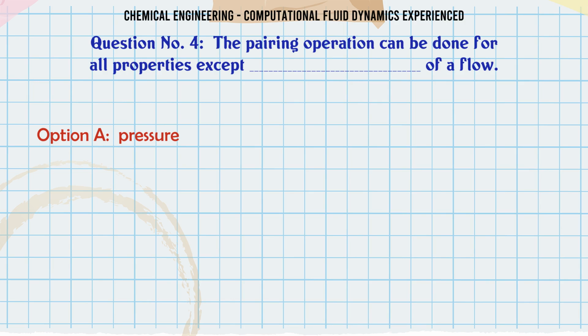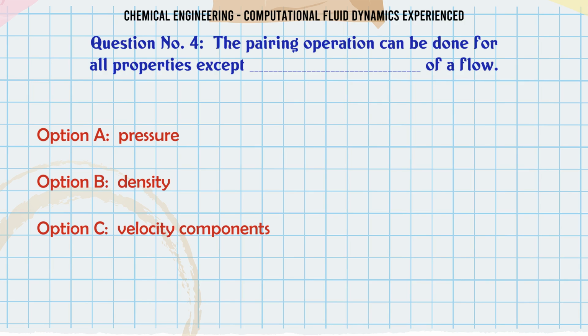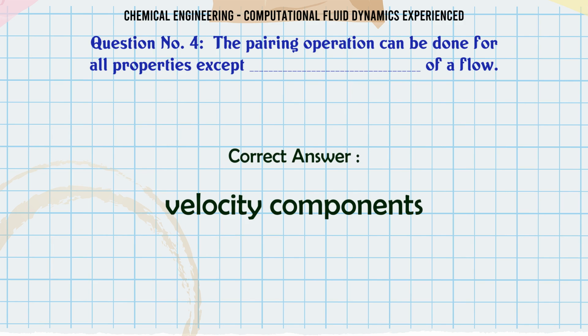The pairing operation can be done for all properties except of a flow. A. Pressure. B. Density. C. Velocity components. D. Temperature. The correct answer is velocity components.